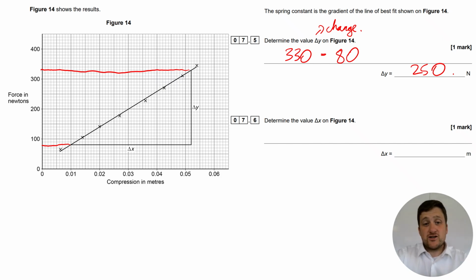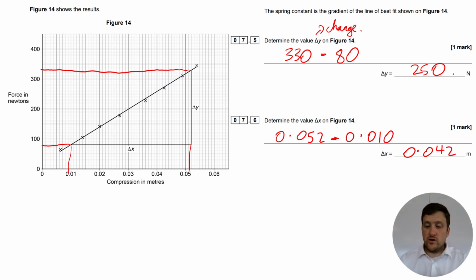And if you notice, the next question is pretty much the same. Opposite, this time it is determine what it is for x. Again, if you actually have a ruler, you can do it much, much better than I can. 0.052. Same thing, take away 0.010. Lots of zeros in there. We end up with that answer for the value of change in x.